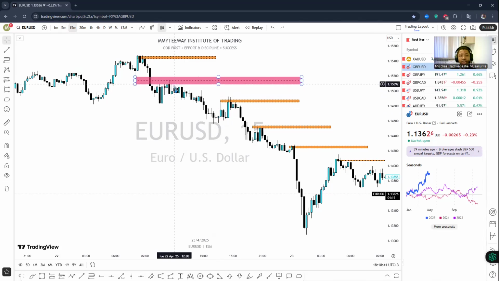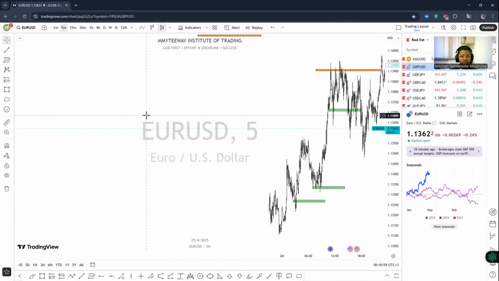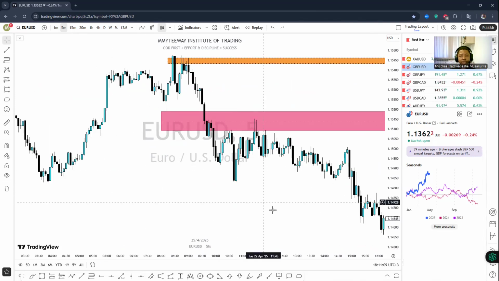So these 1 hour fair value gaps have been very useful to me for these past 4 months. Like I started using them this year. I look at them in the 1 hour and then go back to my time frame in the 15 minutes, in the 5 minutes. So since it is Euro USD, let's look for the fair value gap in the 5 minutes right here. As you can see, we have 2 pin bars and a doji candle right here.